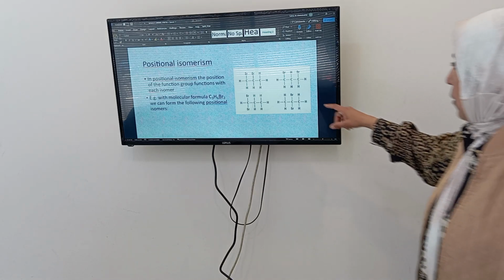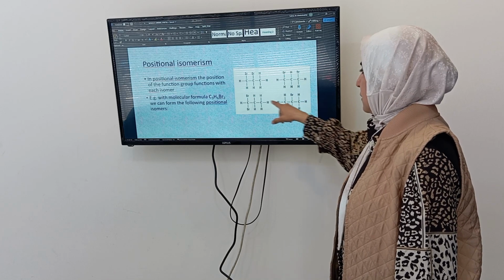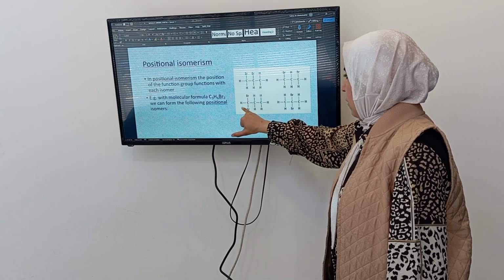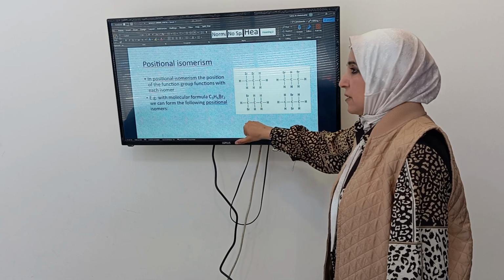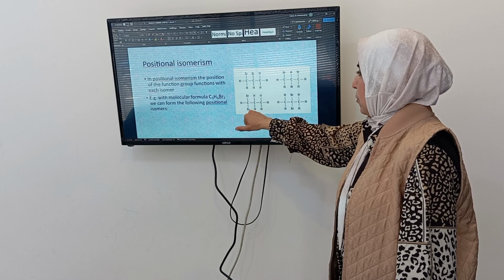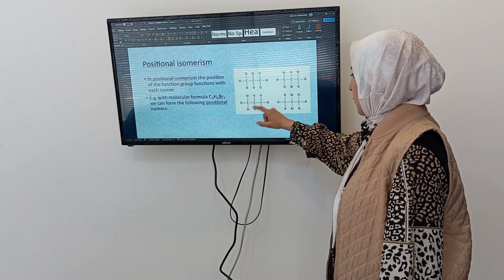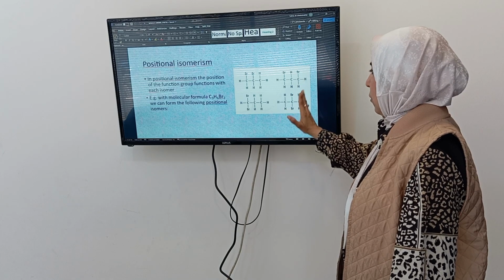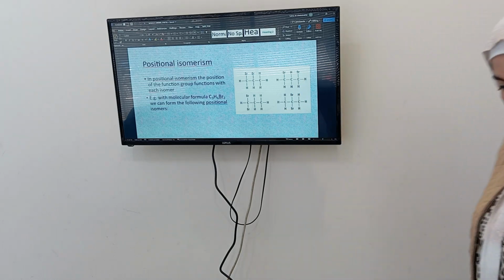We now have four possibilities for the bromine. Third one, bromine on the first carbon atom, with connections on both sides. And the other, we have it on the middle carbon, carbon number 2.